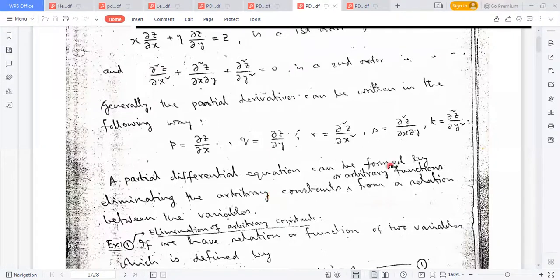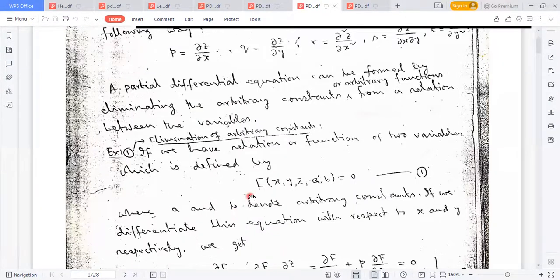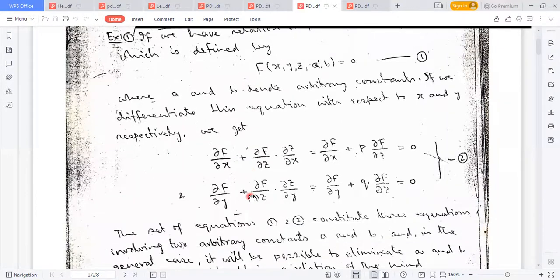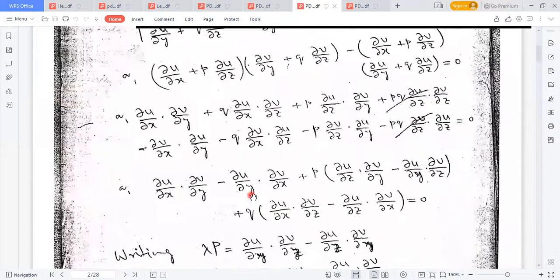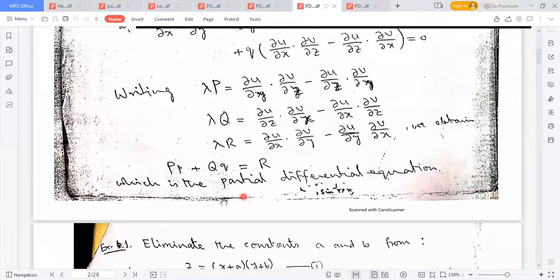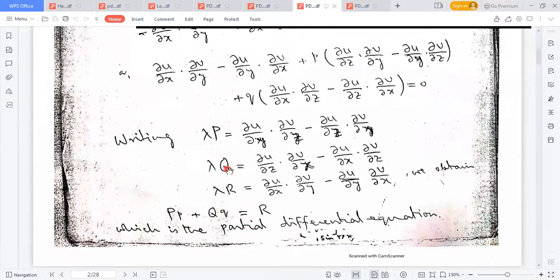A partial differential equation can be formed by eliminating arbitrary constants or arbitrary functions from a relation between the variables. Okay, just by eliminating arbitrary functions or constants, we can form partial differential equations. Suppose capital P into small p plus capital Q into small q equals R. This is the partial differential equation of a standard form.